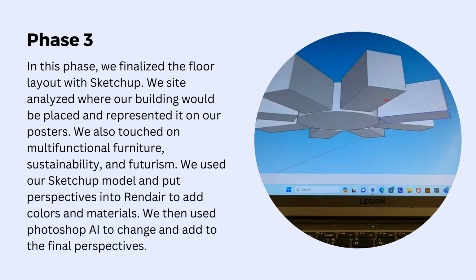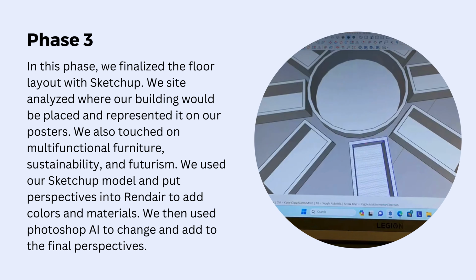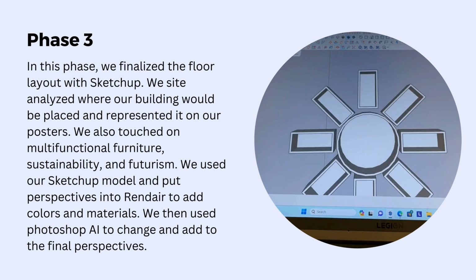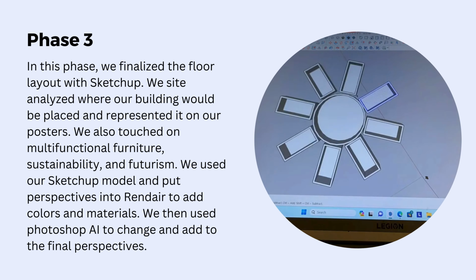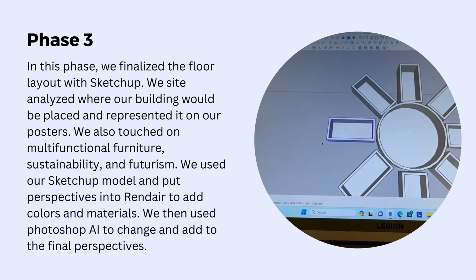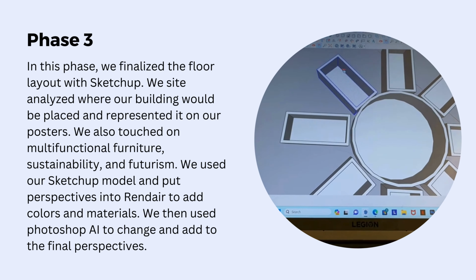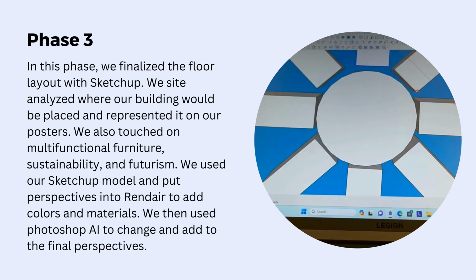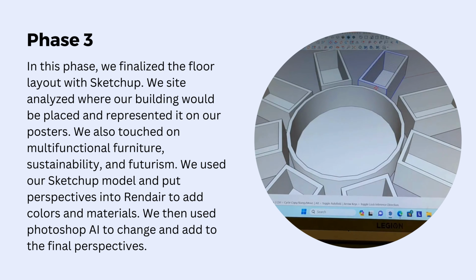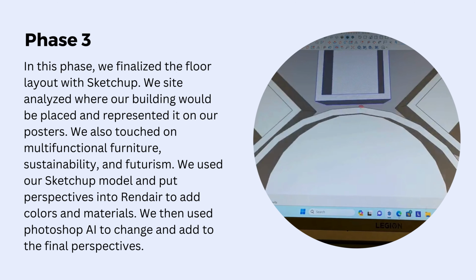In Phase 3, we finalized the floor layout with SketchUp. We site analyzed where a building would be placed and represented it on our posters. We also touched on multifunctional furniture, sustainability, and futurism. We used our SketchUp model and put perspectives into Render to add colors and materials. We then used Photoshop AI to change and add to the final perspectives.